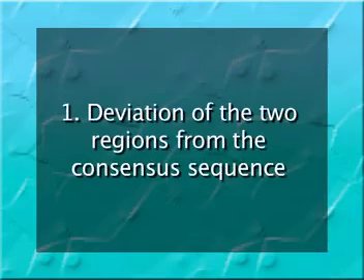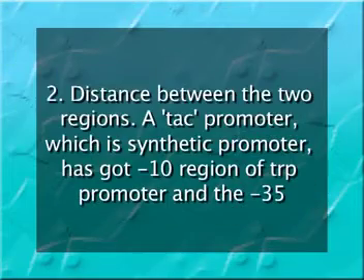The strength of the respective promoters depends on, number 1, deviation of the 2 regions from the consensus sequence, and number 2, distance between the 2 regions. The tac promoter, which is a synthetic promoter, has the -10 region of the tryptophan promoter and the -35 region of the lac promoter, with a spacer region of 17 bases between the 2 regions. The tac promoter is the most potent bacterial promoter.